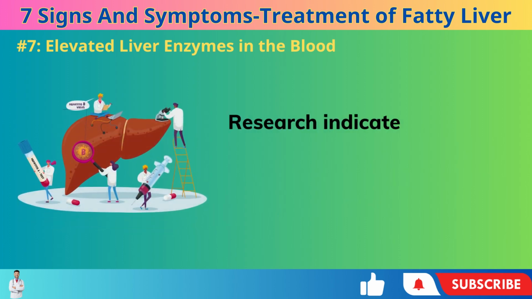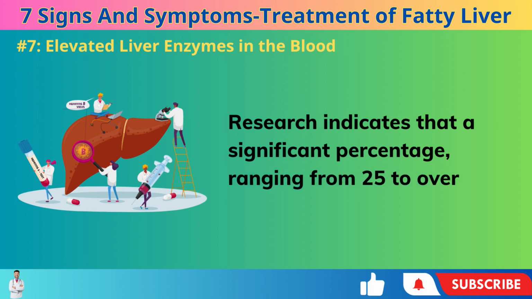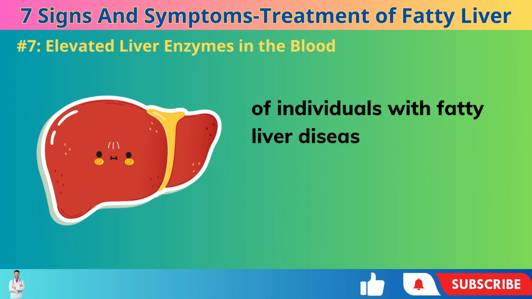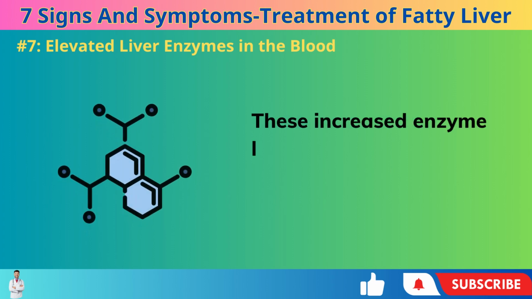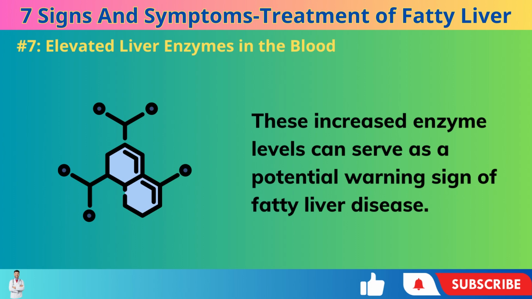Research indicates that a significant percentage, ranging from 25 to over 50%, of individuals with fatty liver disease exhibit elevated levels of AST and ALT in their blood. These increased enzyme levels can serve as a potential warning sign of fatty liver disease.